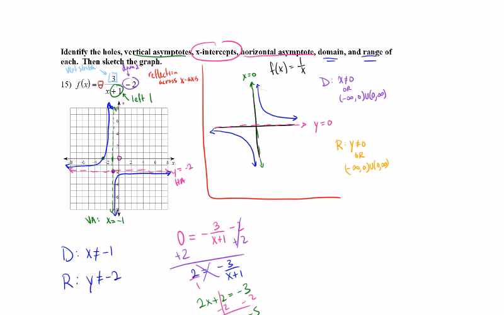And if they did ask for the y-intercept, we would just plug in 0 for x. So we'd find f of 0. Let's just do that. So that would be -3 over 0 plus 1 minus 2. So that would be -3 over 1, which is just -3, minus 2, which is -5. So the y-intercept would be -5, which we came pretty close to, right?